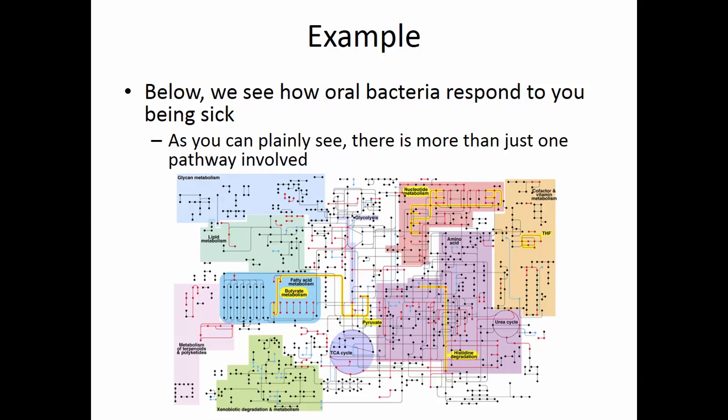So you look at a network, you step back and squint your eyes, and it just looks a bit unwieldy. Like, I don't really know what's going on here. But in this example, even though it's a lot of data, a lot of things to take in, we can see how an oral bacterium will respond to you being sick. There's a lot of things involved, and a lot of things happening. And you can see the pathways in yellow are affected the most when it comes to an oral bacterium responding to how you are when you're sick.